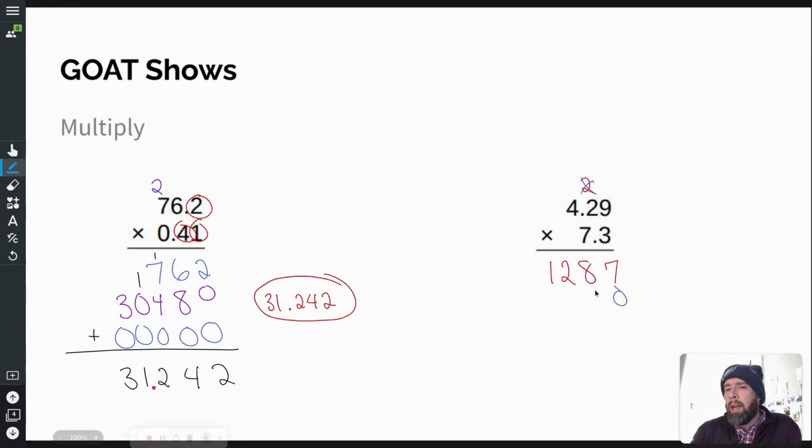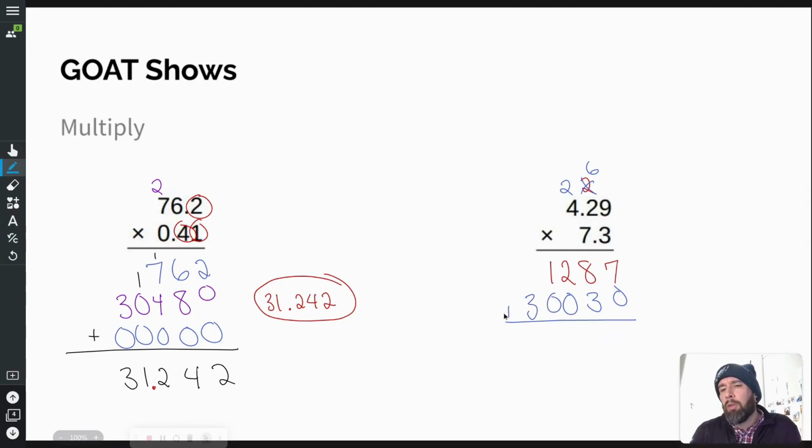7 times 9 is 63. So write out the 3, carry the 6. 7 times 2 is 14. 14 plus 6 is 20. Write out your 0, carry the 2. 7 times 4 is 28. 28 plus 2 is 30. So write out your 30.